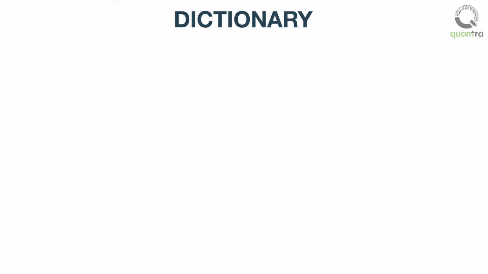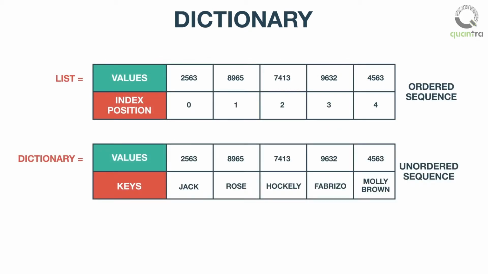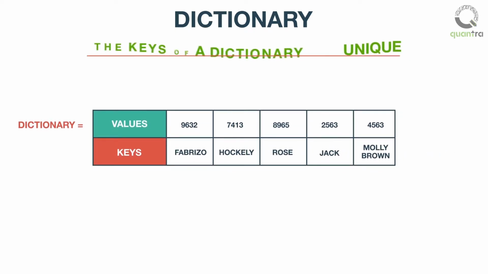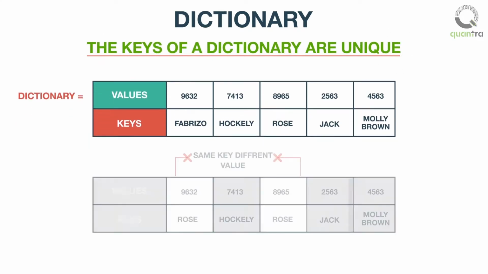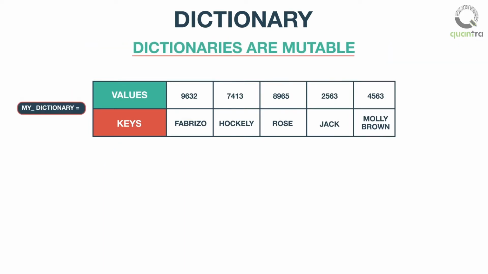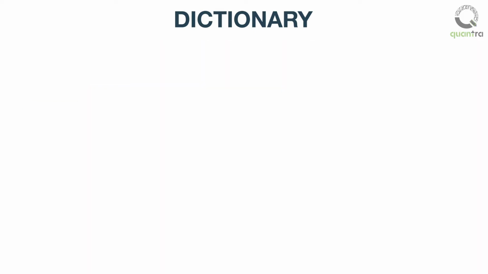Further, unlike lists, which are an ordered sequence of objects, dictionaries are unordered, because the items in the dictionaries are accessed via keys, and not via their position. The keys of a dictionary are unique, that is, no two keys with the same name can store different values. Further, dictionaries are mutable, which means that you can change the content of the dictionary without changing their identity. However, the keys of a dictionary are immutable.